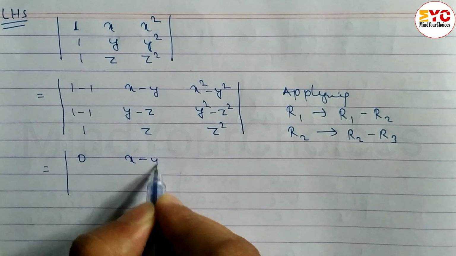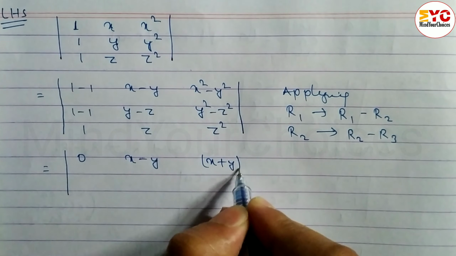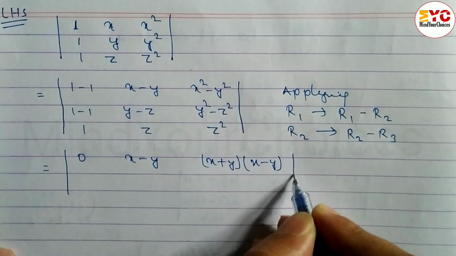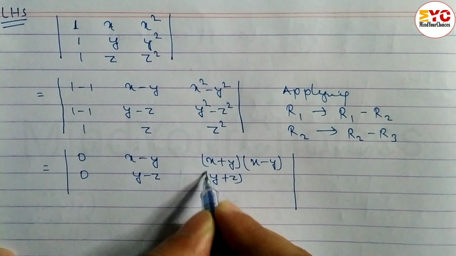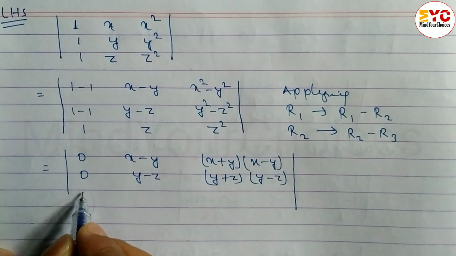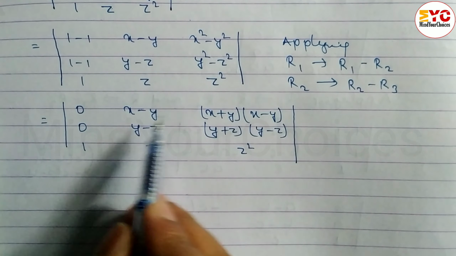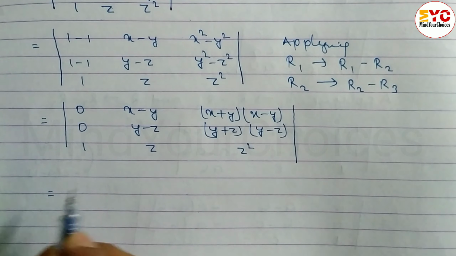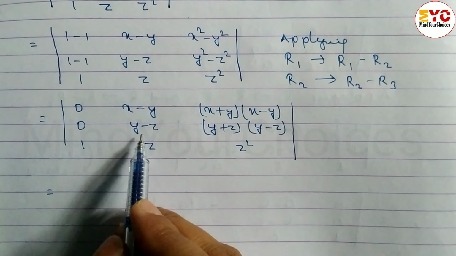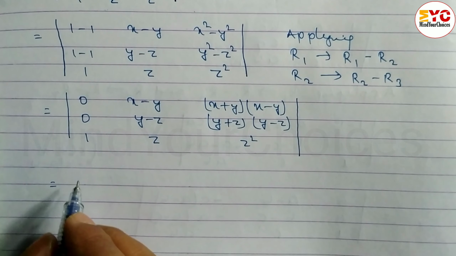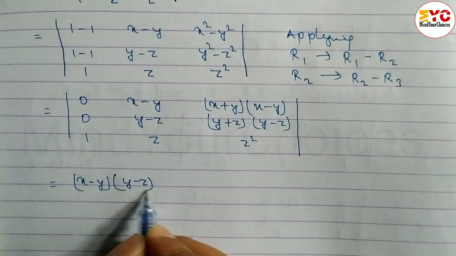So 0 x minus y, and here we can use the formula a square minus b square. So x plus y, x minus y, we can write in this way. After that here 0 y minus z, here y plus z, y minus z. After that here 1 z, z square. Okay, now you can see here also x minus y, here also x minus y, so we can take x minus y common. Here y minus z, here also y minus z, so we can take y minus z common. So we can write here x minus y common and y minus z common.